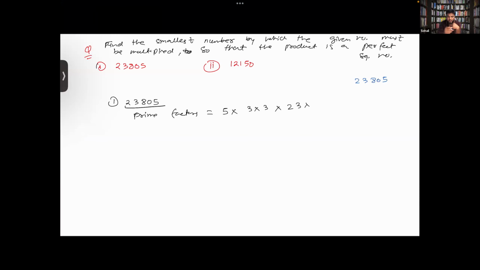So the next prime factor is 23, then 23. Correct. This is what we have to do in the case of prime factorization.